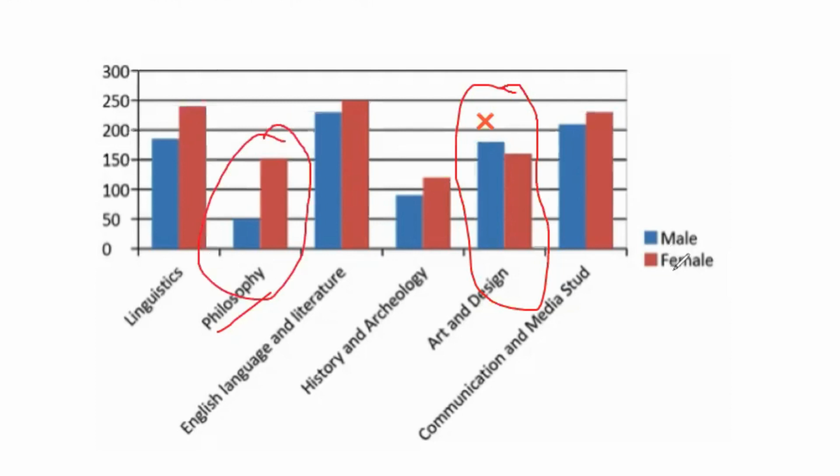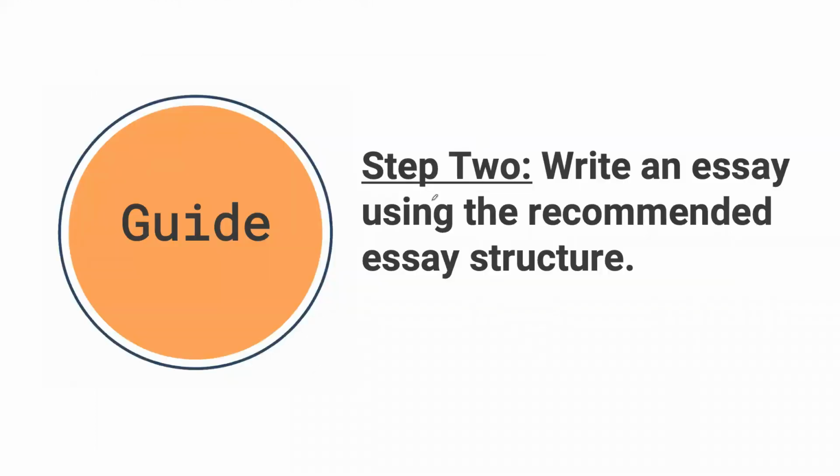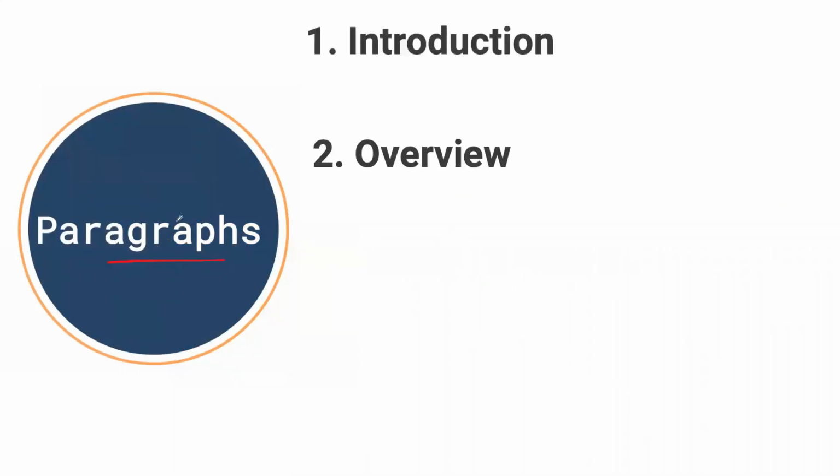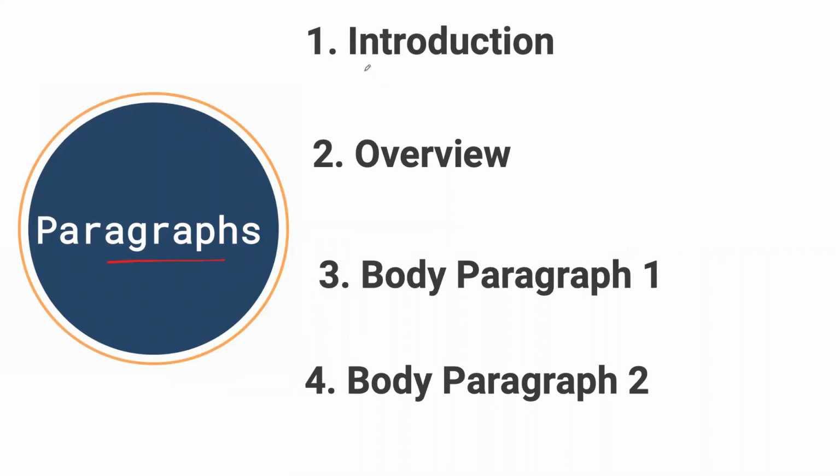Okay, so now that we have done our first step, let's take a look at our second step and the outline we're going to use for actually writing this essay. Now remember, our step 2 is quite simply writing an essay using the recommended essay structure, and that structure is as follows. We are going to start thinking about our outline and our paragraphs. So take a look at this structure. We have the first part, obviously the introduction. Then we have our overview paragraph, body paragraph 1, and body paragraph 2. This is what you should be following for the most part when it comes to writing task 1, and especially this specific type of example with categories along the x-axis.